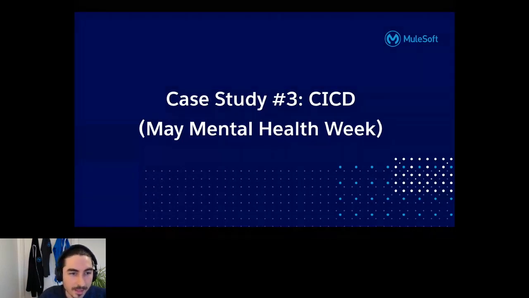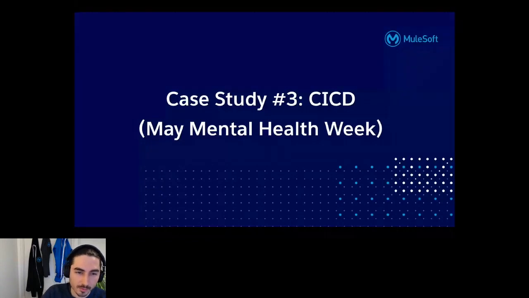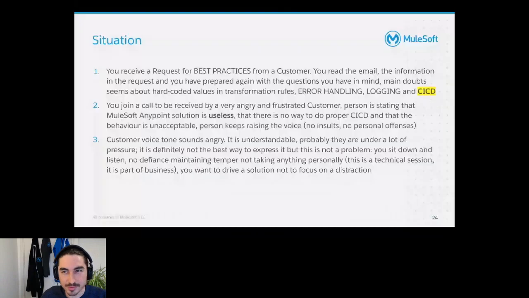Now, here we're going to focus on CI/CD, and considering that May was Mental Health Awareness Week, we're going to make a quick reference to that. So the situation: let's change from Atlanta, let's change from Madrid, Spain, and go now to a customer that is actually in the UK. You receive a request for best practices from a customer. Imagine again, you're sitting down at your desk.